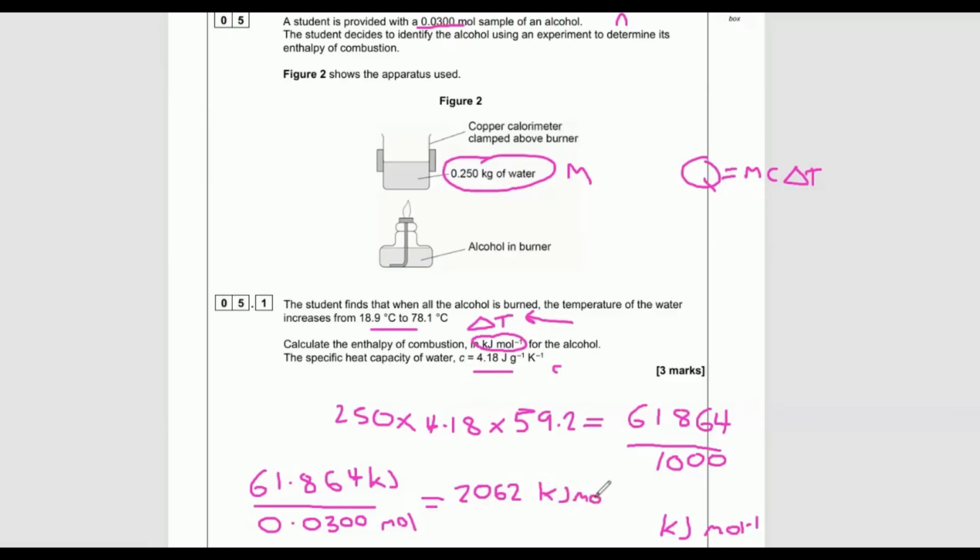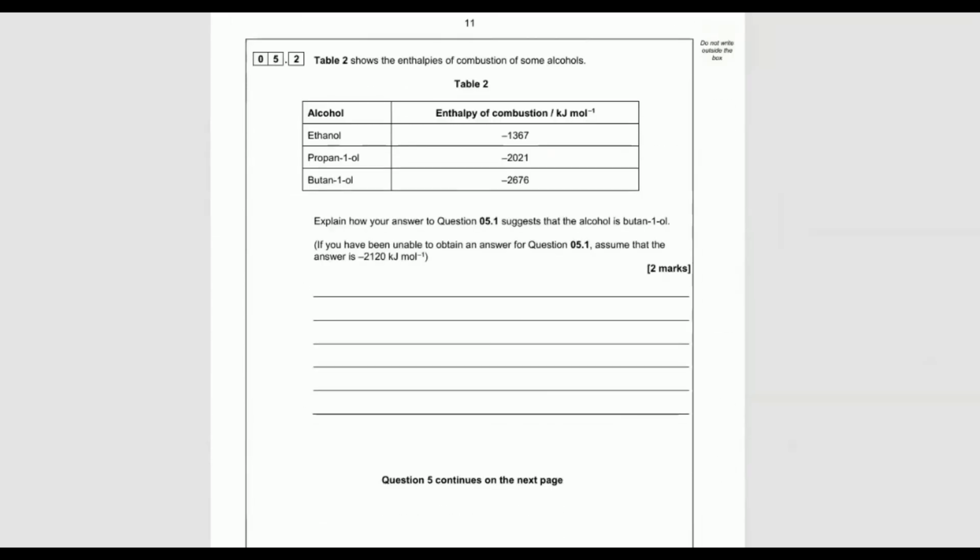2,062. Now, because this is a temperature increase, this means it's exothermic. Energy has been released to the surroundings. So we would have a negative symbol for our enthalpy of combustion. So you'll need to put minus 2062. You can always do the 18.9 minus 78.1, so that the temperature you receive here for M1 is minus 59.2 as the temperature change. But I just like to look at the question and see if it's exothermic. I stick a negative symbol.